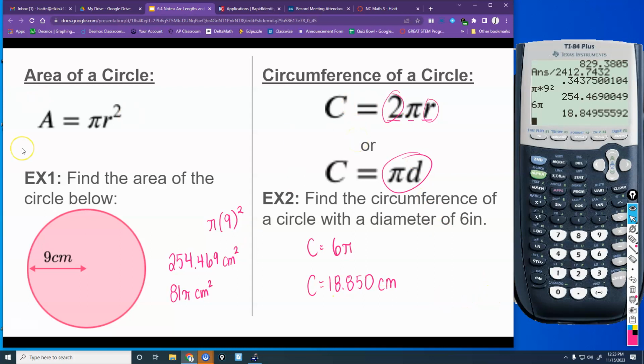Okay. Area, we're talking about all the area inside of the circle. With a circumference, what are we talking about? What does the circumference give us? It's like the perimeter of a circle. It's the distance around the outside, right? So that's why this is in centimeters and this is in centimeters squared. So arc lengths and sectors relate to this directly.